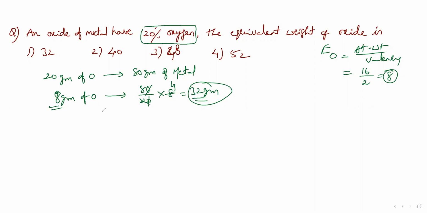Then what is the question? Equivalent weight of the oxide. So the equivalent weight of that oxide: oxygen is 8, metal is 32. The total equivalent weight of that oxide will be 40 grams. So which option is correct, sir? Second option. Which option is correct? Second option.